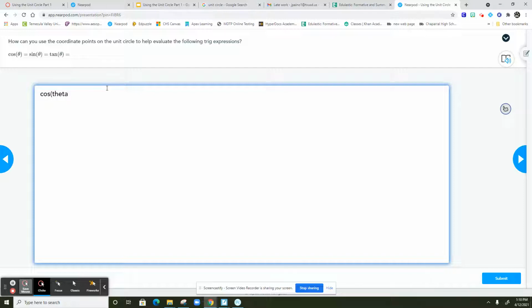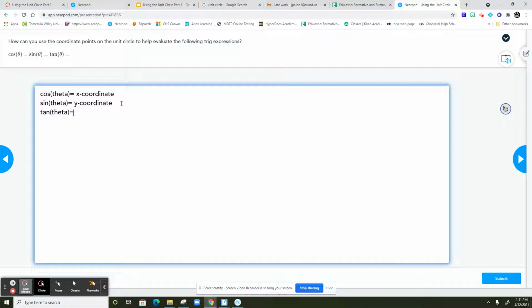Cosine theta is always the x coordinate. Sine theta is the y coordinate. Okay, and then the one that's a little bit tricky, which I didn't even put on the last slide. We actually have another slide coming up to help with this one specifically, is tangent.